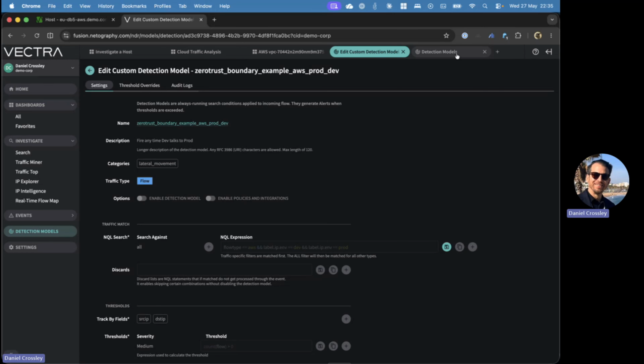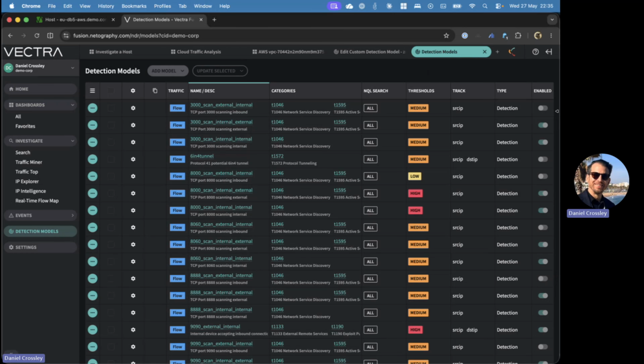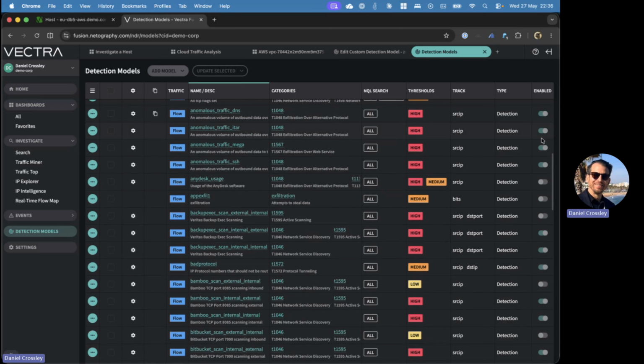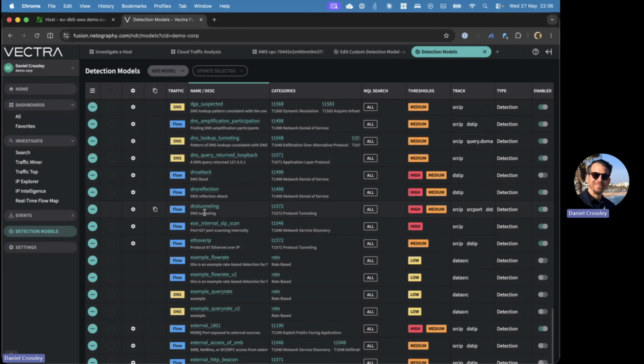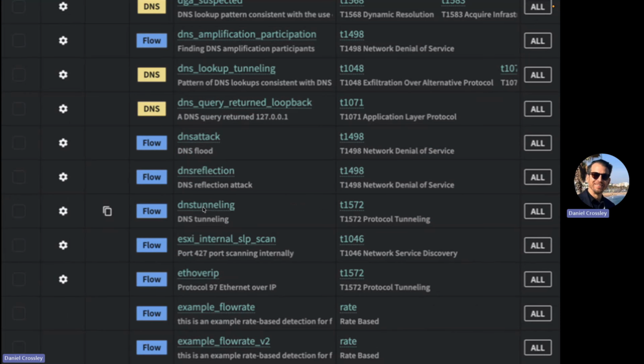The last piece that is important to note within Vectra Fusion is that not only can you define your own custom detection models, which we would help with during the deployment phase, but out of the box, Vectra Fusion comes with over 300 detection models, which are related to flow data and related to known attacker behaviors according to the MITRE kill chain, things like DNS reflection, DNS tunneling, and so on and so forth.